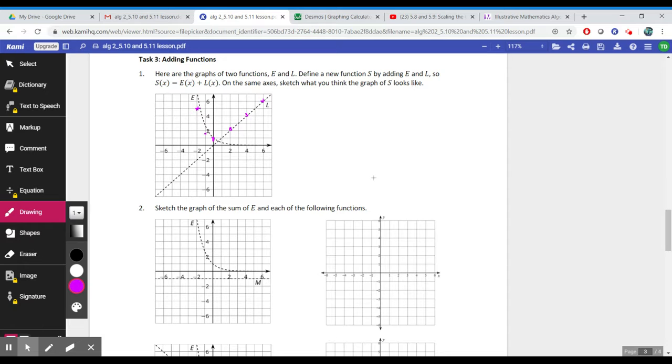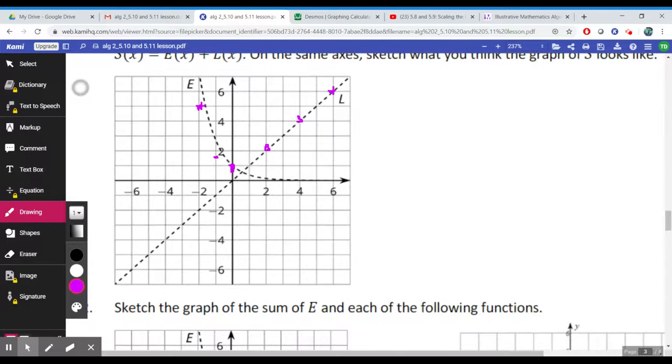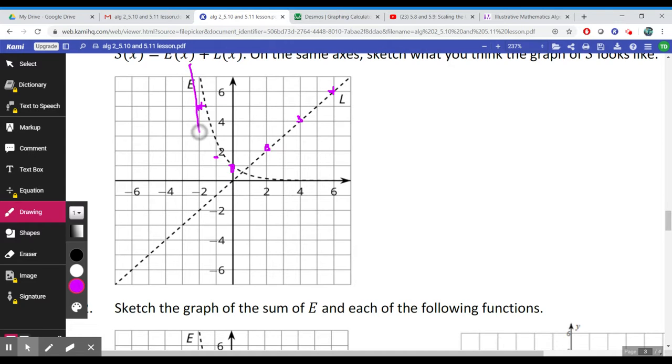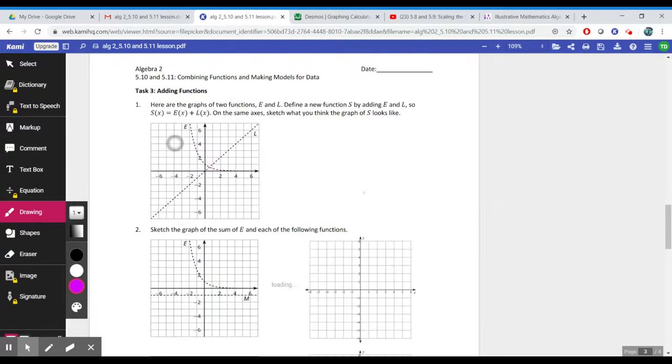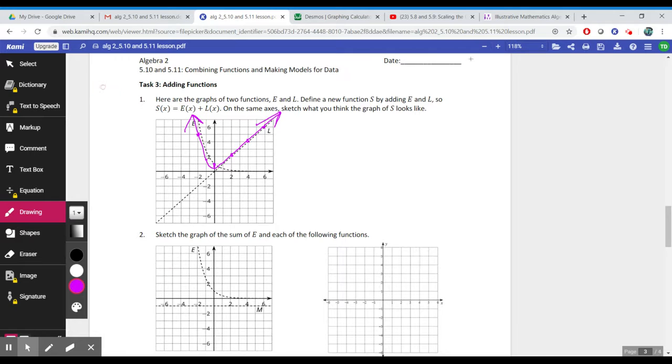It wants us to sketch it, so in order to do that, all I'm going to do is complete the dots on this graph here. So it'll probably look something, oops, let me redo that a little bit. Something like this. So we were able to make a new function S by adding the outputs of E and L together.